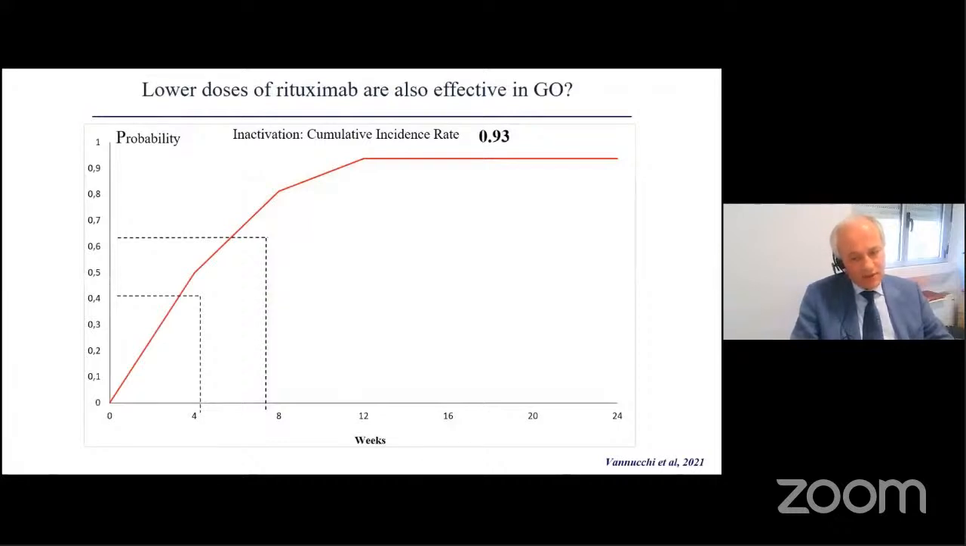This is an open study that we just recently published of the thyroid, and what you observed here is that by the 8th week after treating with one single dose of 100 milligrams of rituximab, about 65% of patients were inactive, and at 12 weeks, about 93% of patients had inactive disease, so had a response to treatment.